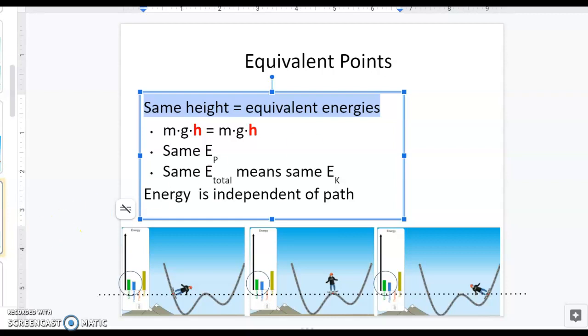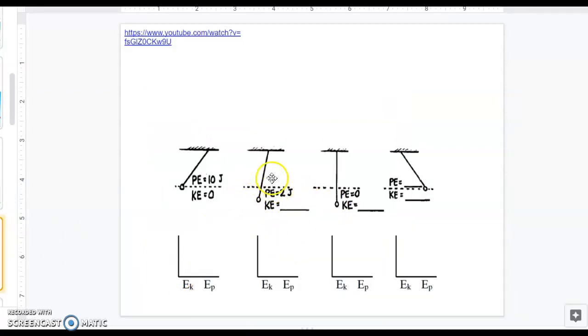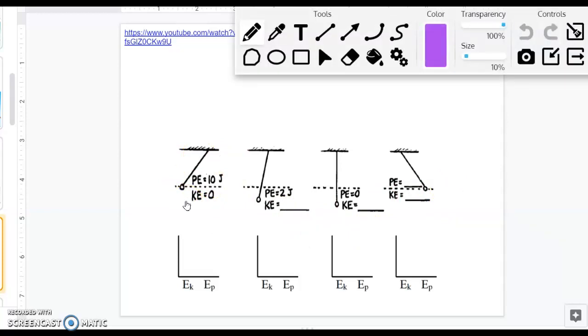We can take that and apply it to something like a pendulum that swings from the left side over to the right side. This is a problem that was on one of your assignments where you had to figure out the missing energies. And the key is the total energy has to stay the same. So if we look at this first situation, they tell you the potential and kinetic energy. This must have started from rest because it has 0 kinetic energy. But the total energy is just adding those together, and we get 10 joules. That means that the total energy everywhere else has to be 10 joules.